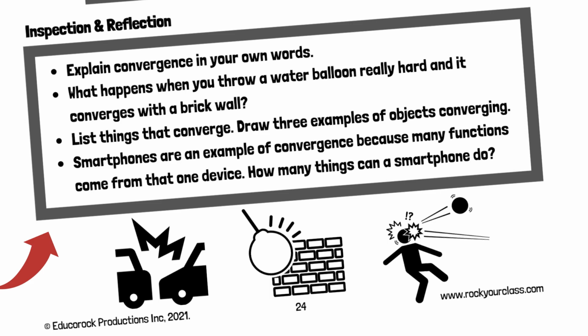Explain convergence in your own words. What happens when you throw a water balloon really hard and it converges with a brick wall? List things that converge. Draw 3 examples of objects converging. Smartphones are an example of convergence because many functions come from that one device. How many things can a smartphone do?